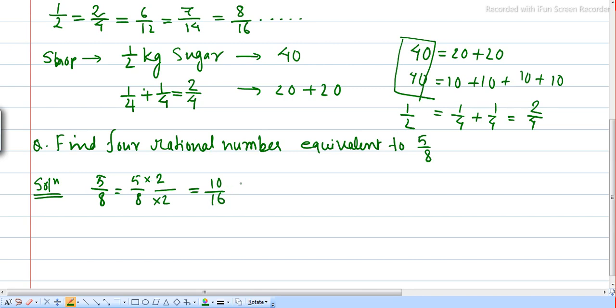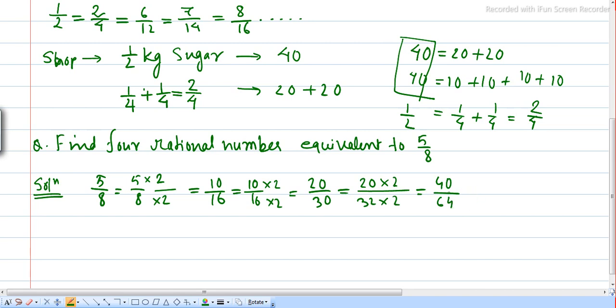Okay. Again you multiply this 10 by 16 with any number in both numerator and denominator. It should be the same number. Okay. So which is equal to 10 by 16 into 2 into 2. Now it is 20/32. Okay, so again you take this 20/32 and multiply with 2. So it is 40 by 64.